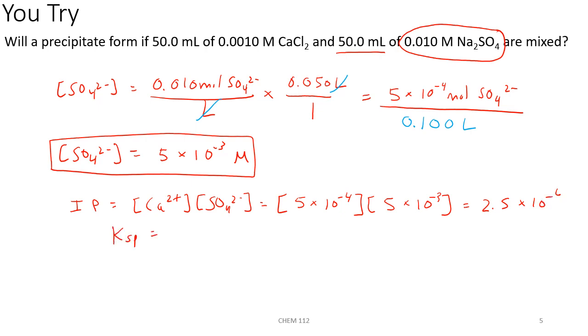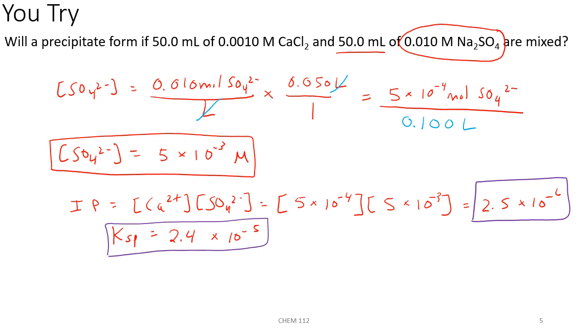Our KSP value for calcium sulfate was 2.4 times 10 to the negative fifth. So in this example, when we compare our ion product to our KSP, the ion product value is less than the KSP. Therefore, no precipitate will be formed. The ion product has to exceed the KSP value for there actually to be a precipitate. And in this case, we had 10 to the negative sixth, which is smaller than 10 to the negative fifth. So therefore, no precipitate of calcium sulfate in this case.